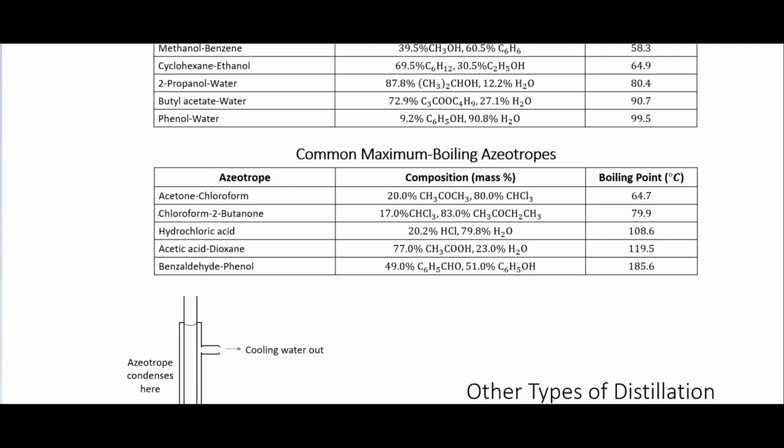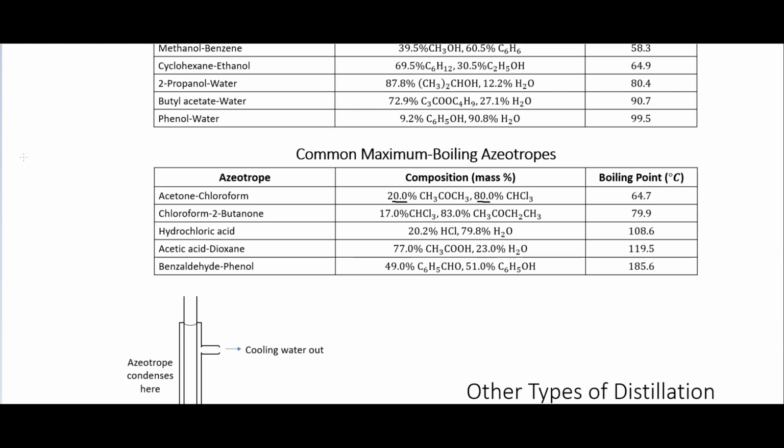Then these ones are common maximum boiling azeotropes. And so again, we see like with the acetone chloroform, if you try to distill that, you're going to get something that's 20% of the acetone and 80% of the chloroform acting as if that is a pure substance. You're not going to get it any more pure than that using either simple or fractional distillation.